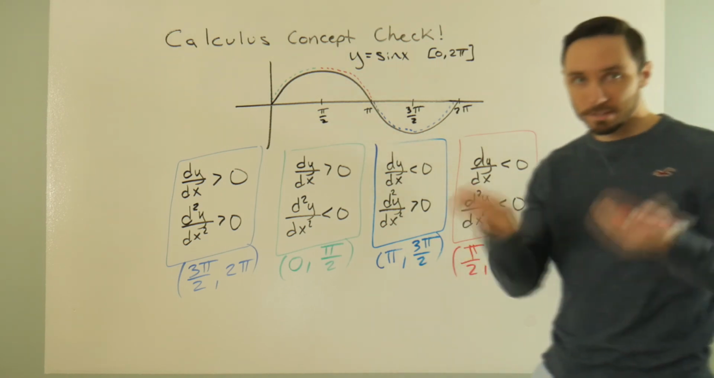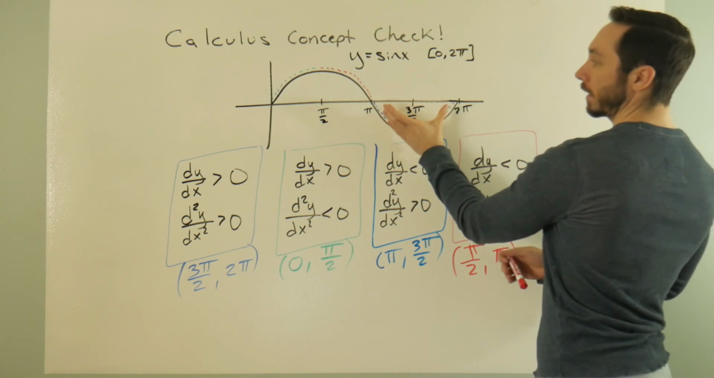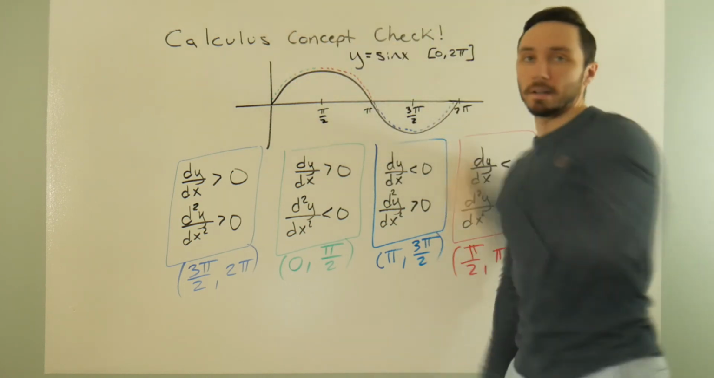So that's why you see concave up, concave down. Within this window, we're concaving up. Within this window, we're concaving down.